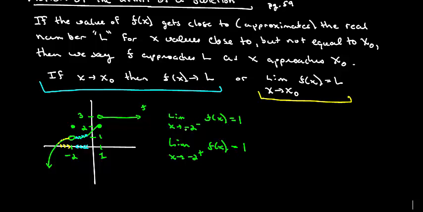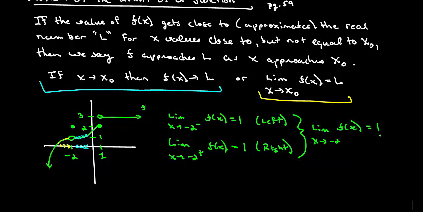Since the limit from the left is the same, so this is from the left, it's called a left-handed limit, and the limit from the right, since they are the same, then we say the overall limit as x approaches -2 of the function, because they're both the same, we say that it's equal to 1. If they're different, we say the limit does not exist.